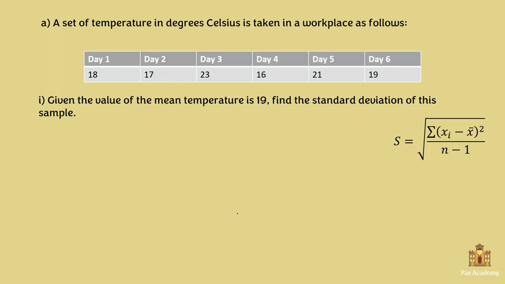So let's apply this to this exercise. This exercise says, a set of temperatures in degrees Celsius is taken in the workplace as follows. Given the value of the mean temperature is 19, find the standard deviation of this sample. Okay, so the first thing to notice is that we're dealing with a sample, okay? As you can see, there are 6 days, and they recorded the temperature on each of those 6 days. They also tell us that the mean temperature is 19.